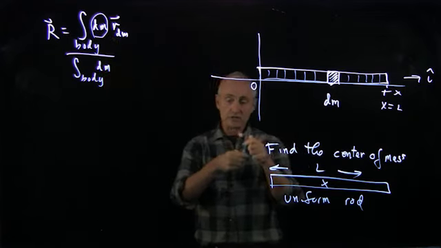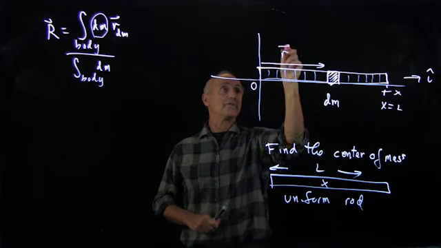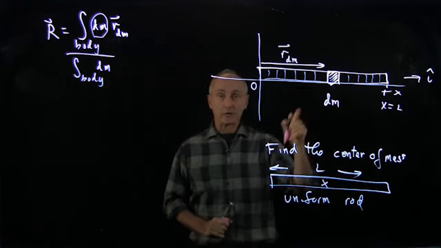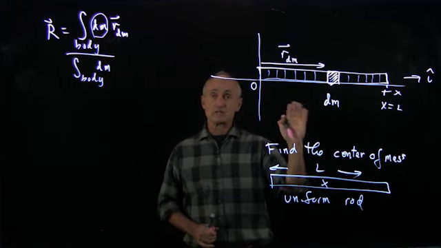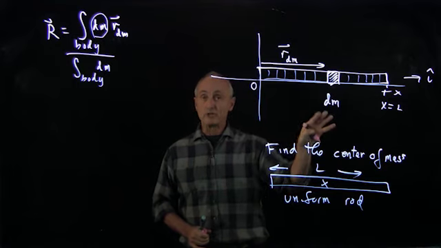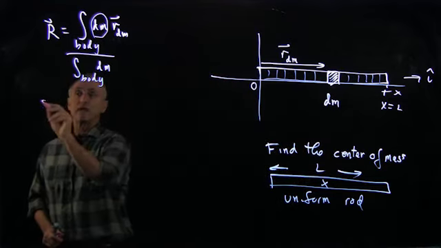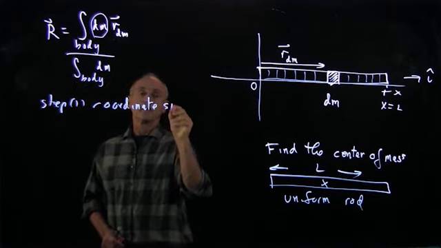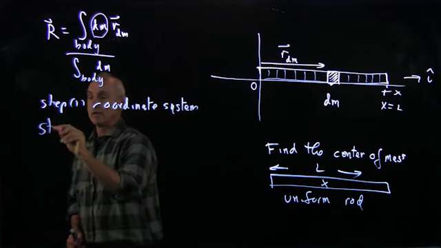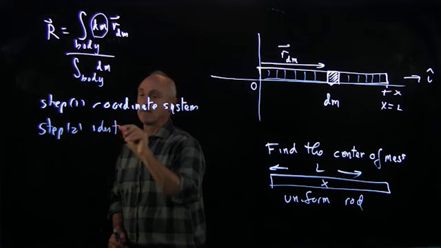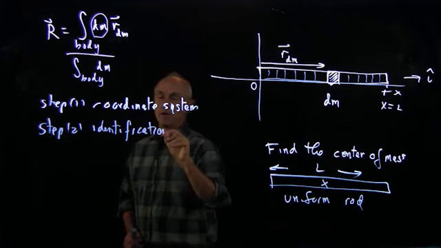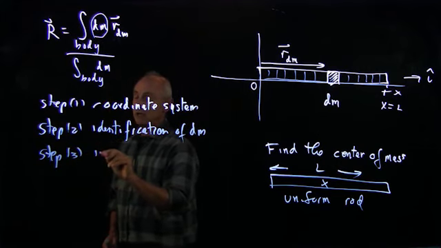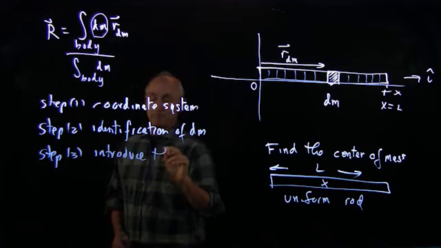So the next step is I draw a picture of my vector r to dm. So now I have these terms at least explained in my diagram. The next step is to introduce an integration variable for both of these quantities. So step one was the coordinate system. Step two was the identification of dm. And step three, and I think this is absolutely the crucial one, is to introduce the integration variable.